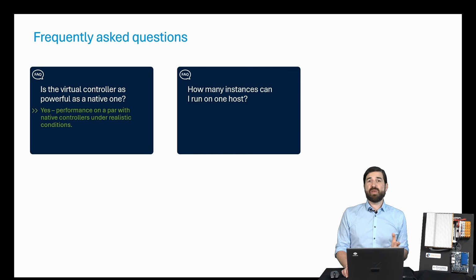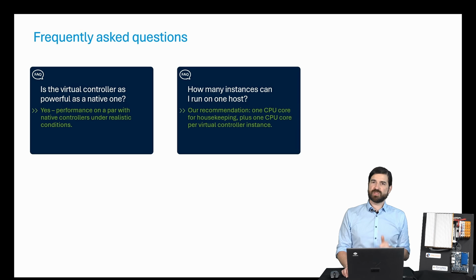Second, how many instances can I run? That's a classic. It depends, but our recommendation is to dedicate one CPU core for housekeeping. That's the operating system and the container engine basically, and then one additional core per virtual controller instance. And this core pinning can also be done in the deploy tool like we saw in the live demo.